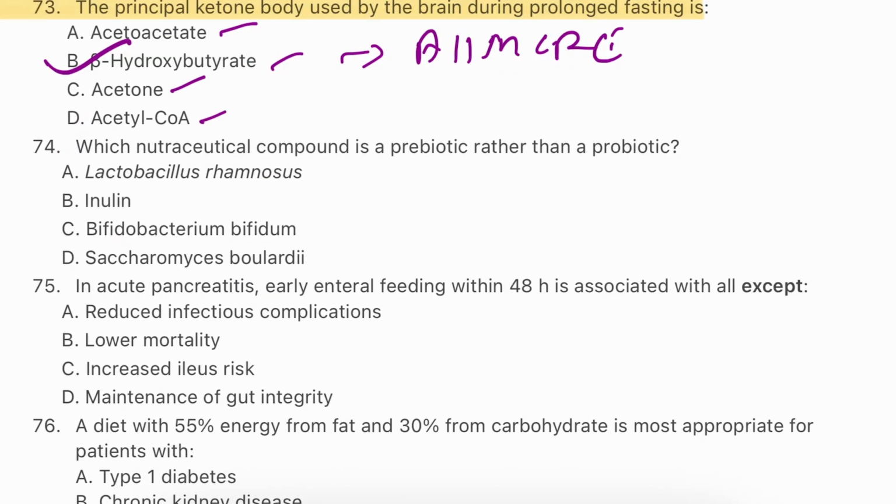Question number 74. Which nutraceutical component is prebiotic rather than a probiotic? Lactobacillus rhamnosus, inulin, Bifidobacterium bifidum, Saccharomyces boulardii. The answer is B. Inulin. Inulin is a prebiotic that feeds beneficial gut bacteria. The other ones are probiotic bacteria.